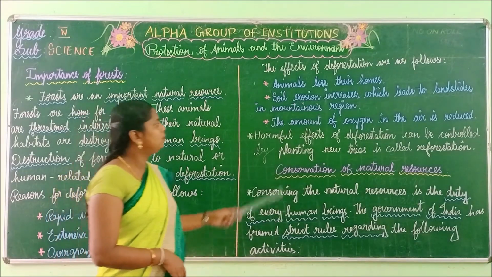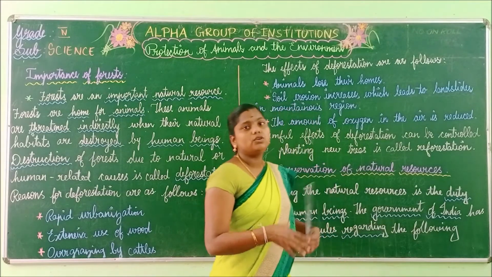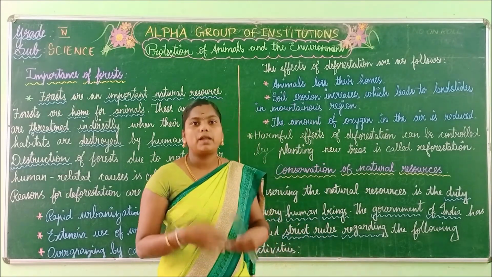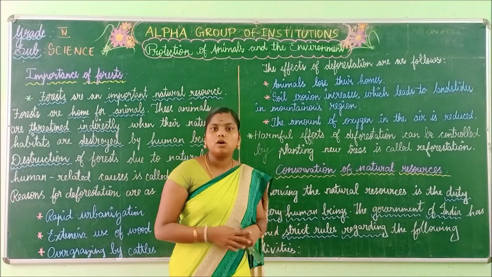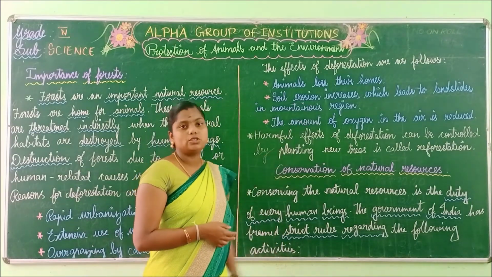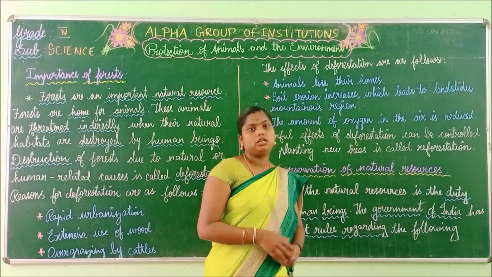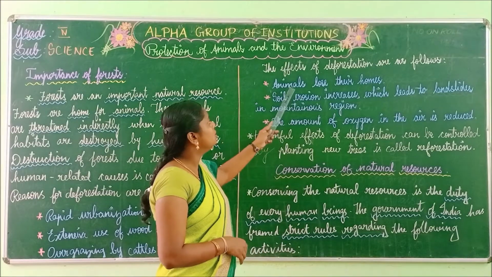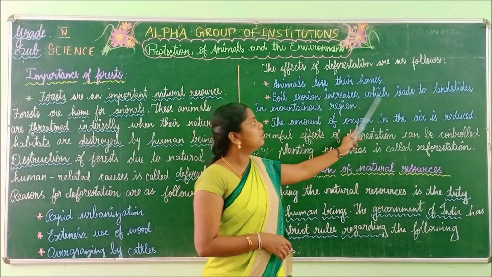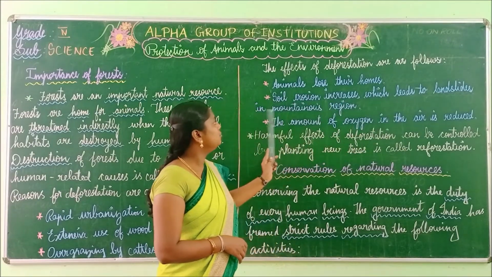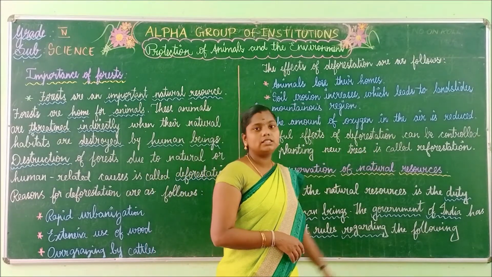Is it clear, children? The amount of oxygen in the air is reduced. So we know that during photosynthesis, the plants take in carbon dioxide and give out oxygen. So if there are no plants or trees, the amount of oxygen in the air will be reduced. Is it clear, children? So what are they? Animals lose their homes, soil erosion increases, which leads to landslides in mountainous regions. The amount of oxygen in the air is reduced.